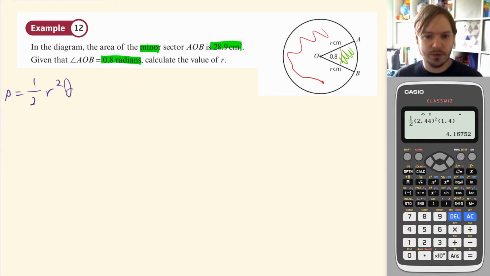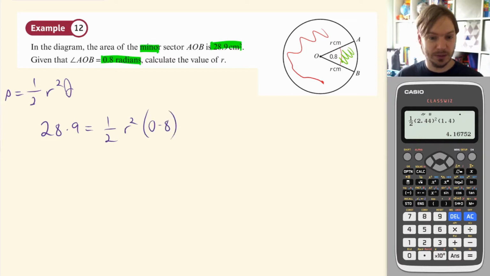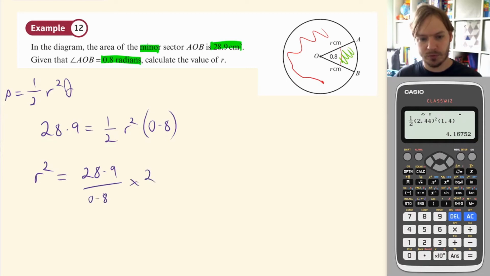So we're given the angle, calculate r. So now I know that 28.9 equals half r squared times by 0.8. So I could just do a little bit of rearranging. So r squared is going to be 28.9 divided by 0.8 and then multiplied by 2. So if I want r, then I just need to square root all of this lot. So I can plug that in one go.